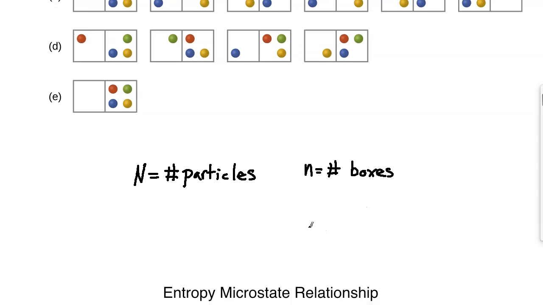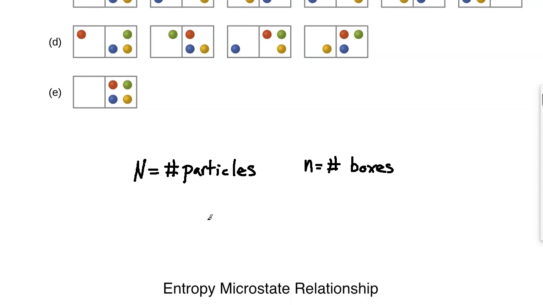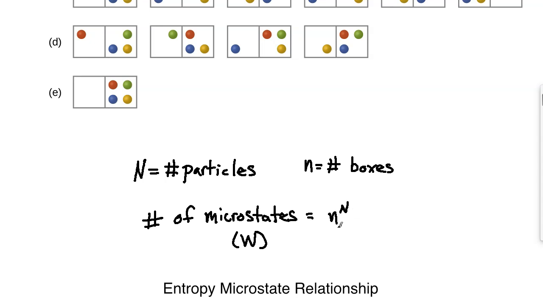And so we're just going to do some quick exponential math here. You can determine the number of microstates, and microstates is going to be abbreviated as capital W. So you can determine the number of microstates by setting it equal to little n raised to big N. So that is to say the number of boxes raised exponentially to the number of particles. And when you do that, you can find the total number of microstates.